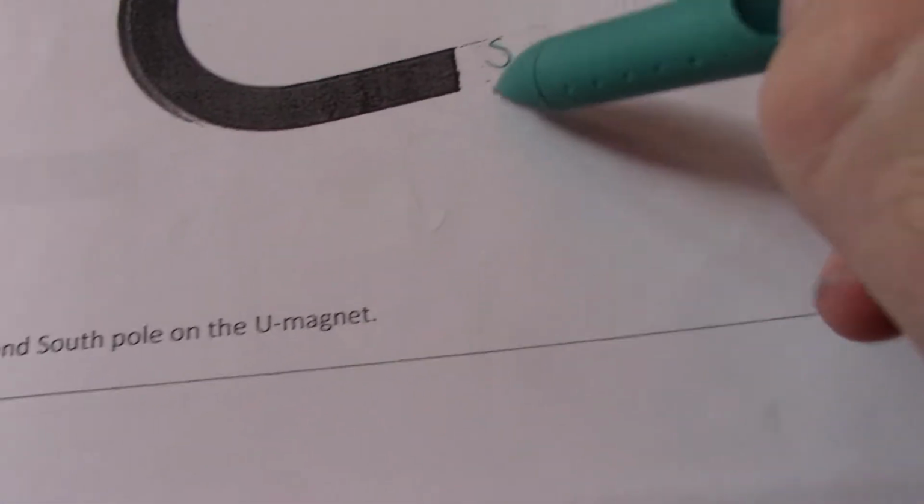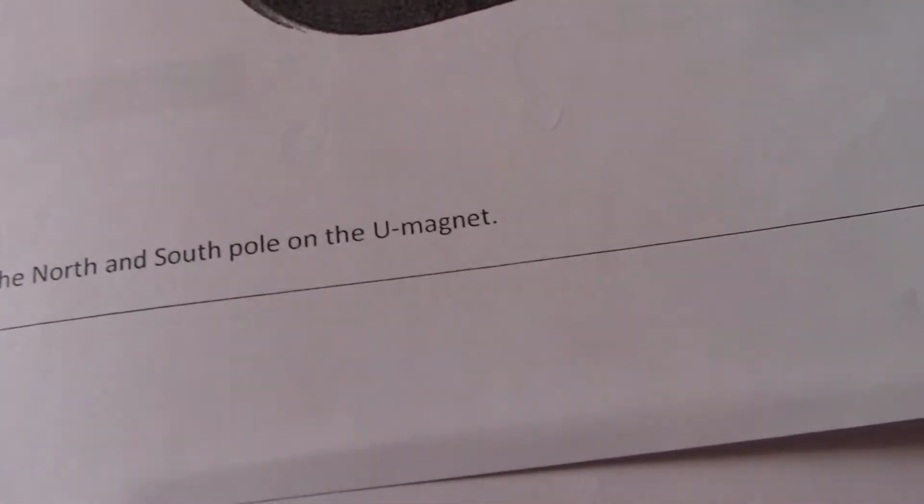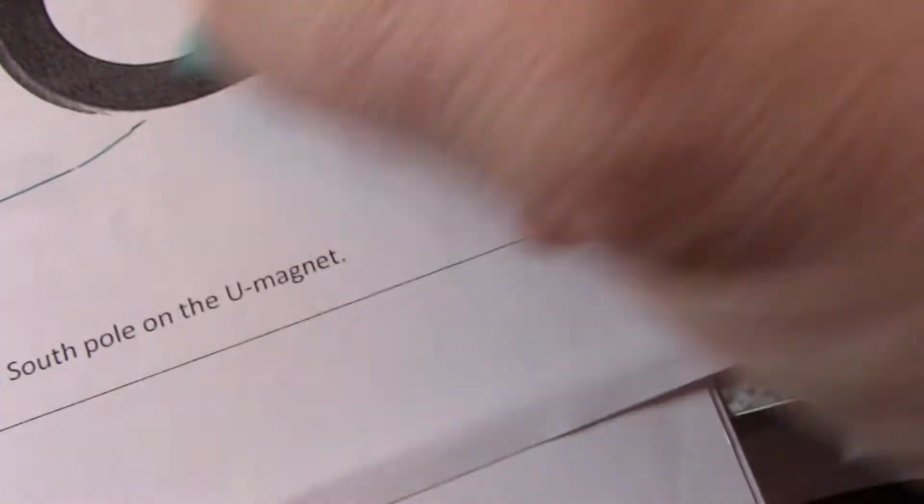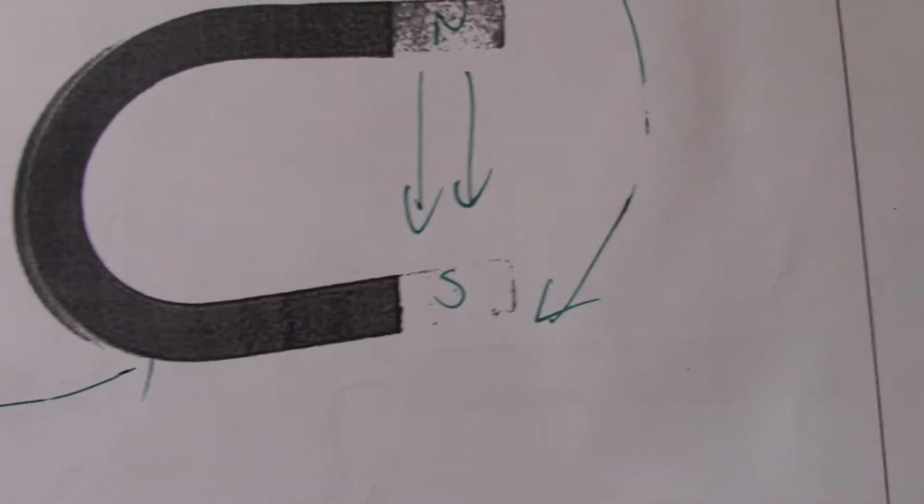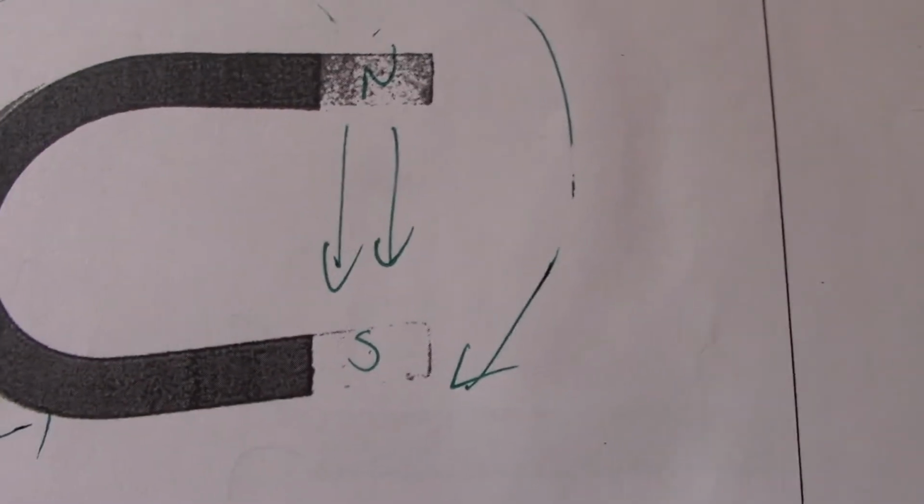Right, so you can draw your field lines according to that as well. Field lines will go around the magnet and within the magnet as well, right? So you would have attraction this way. You would have attraction going this way as well on a horseshoe magnet. Okay, so the field lines always go from north to south in a magnet.